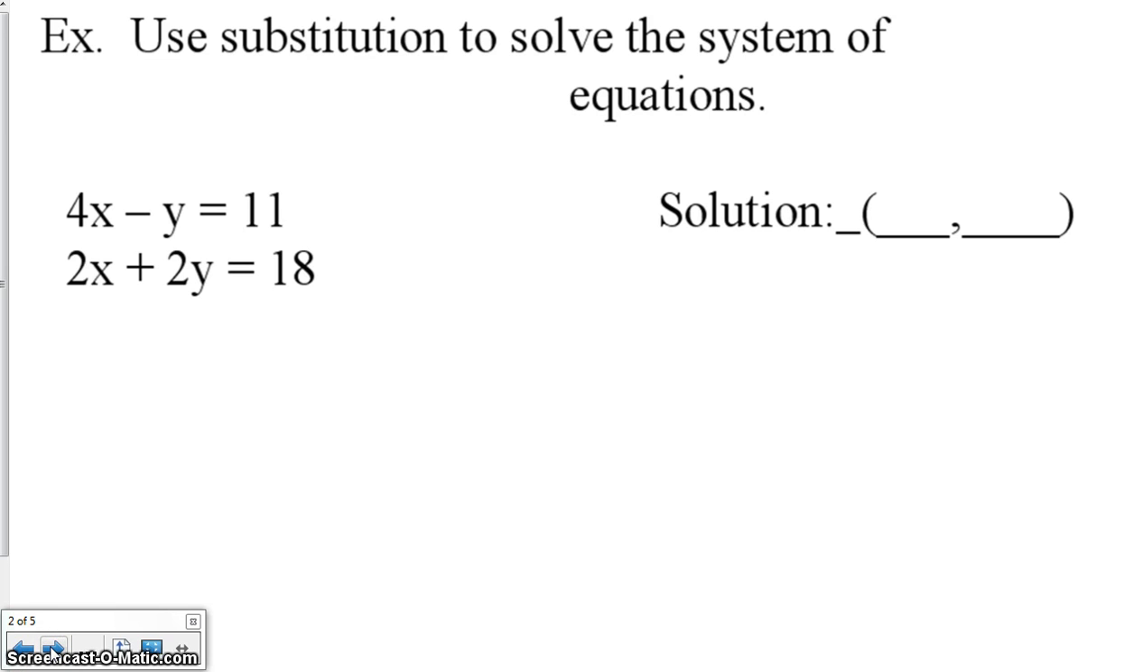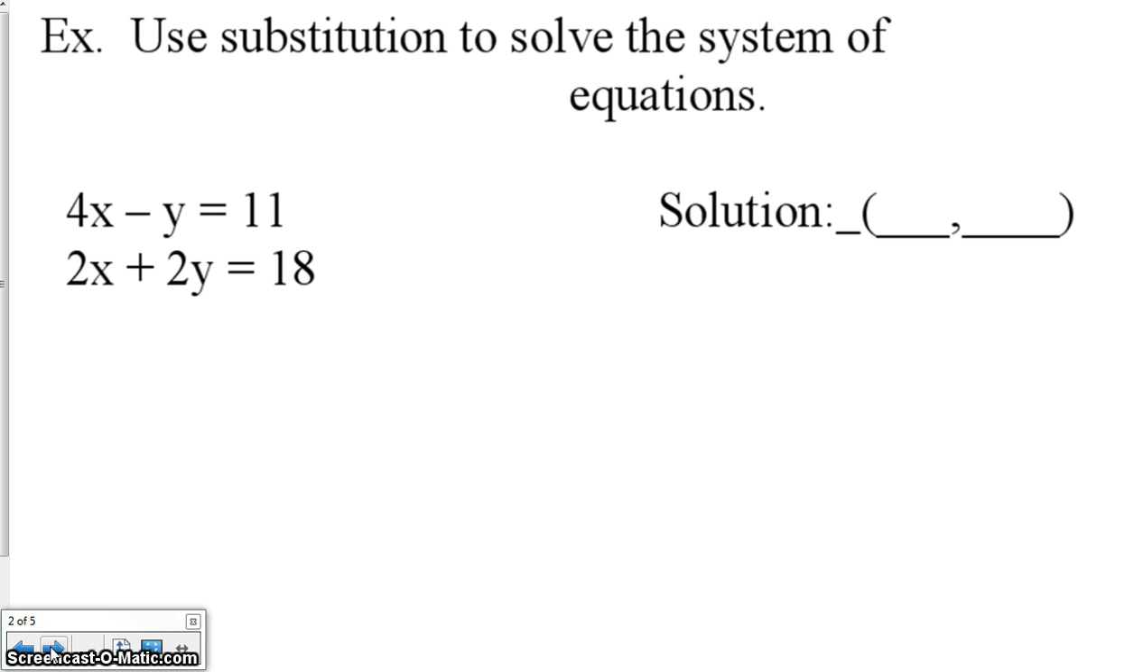For example, we're going to use substitution to solve the system of equations. Again, a system of equations is two or more equations in two different variables. So in this case, we have to solve for one variable. We always look at the equations to see which variable is mostly by itself, meaning it has no other coefficient other than 1. So if we look at our two equations, our first equation has 4x minus y equals 11. That negative 1y is almost by itself, so we're going to solve for y.